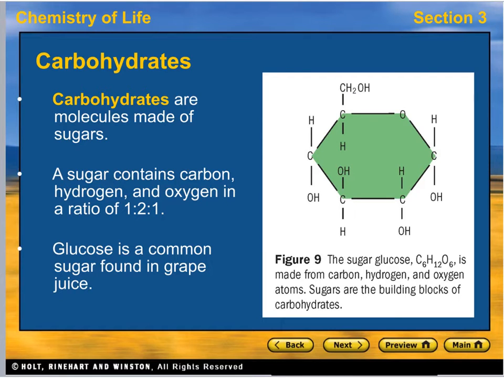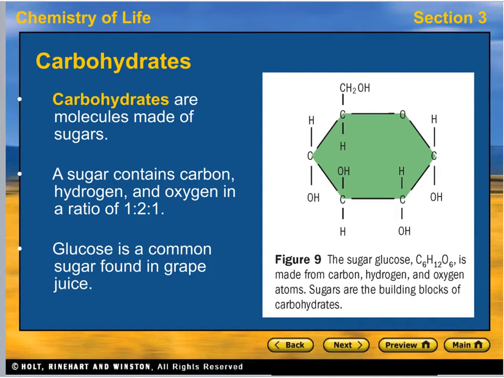The ring shape structure, as you can see right here, this is what we call a carbohydrate. These are usually molecules that are made up of sugars. Now typically a sugar contains carbon, hydrogen, and oxygen, and it does it in a ratio of 1 to 2 to 1. So 1 carbon to every 2 hydrogen to 1 oxygen.